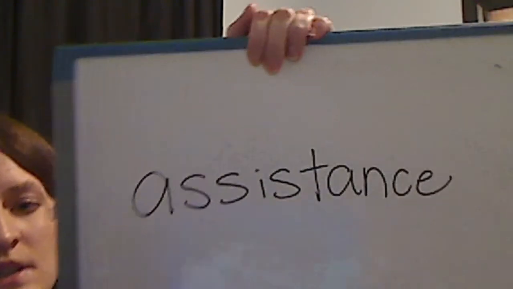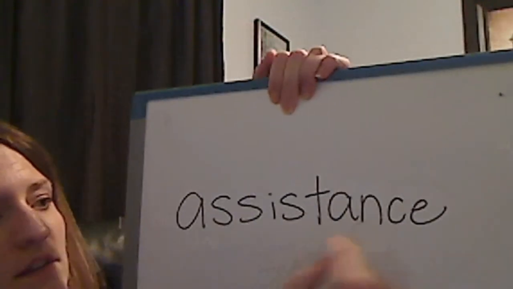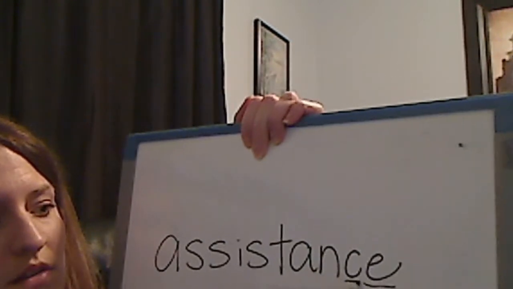Assistance. The Red Cross provides assistance when natural disasters strike. Assistance. Okay, your answer. Assistance. Now, this word also has a silent E, assistance, but then you have a C on the end too.